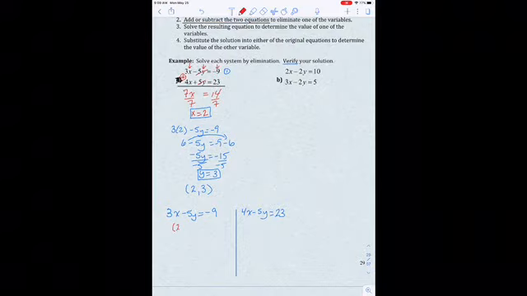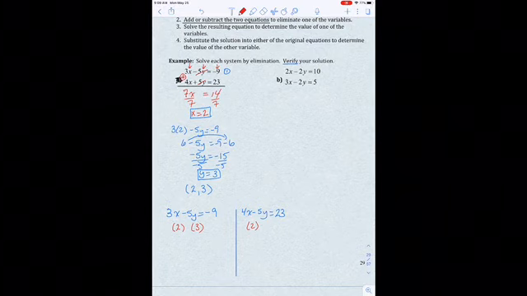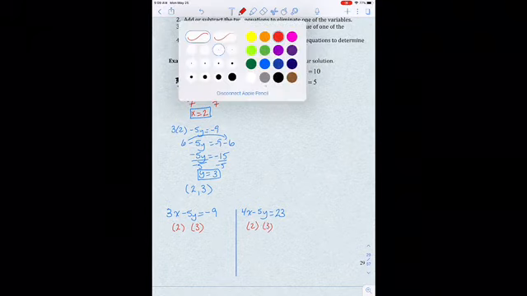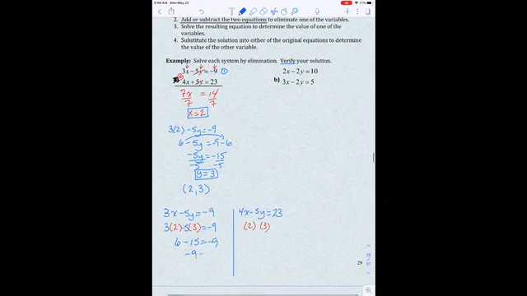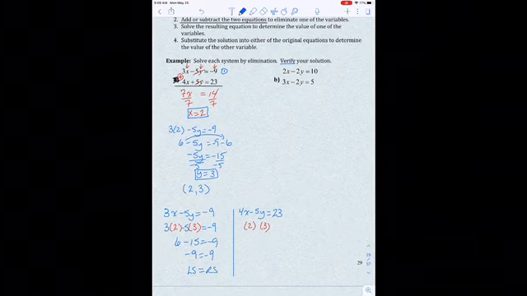Let's do this. So I'm going to put in a 2 for my x and a 3 for the y. And same with this side, a 2 and a 3. And we've got 3 times 2 minus 5 times 3 equals negative 9. Is that in fact true? 6 minus 15 is equal to negative 9. Sure it is. And just as a reminder, we need a left side equals a right side.